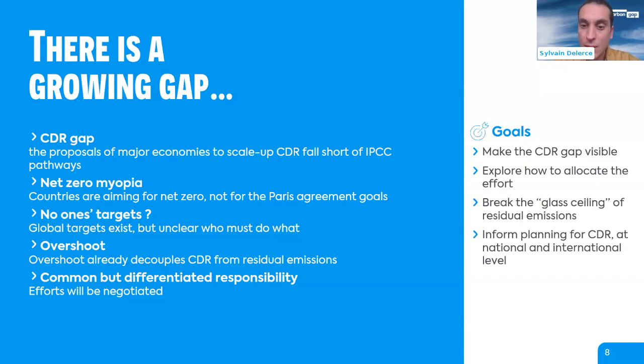And then finally, the point of this tool is very much to inform the planning for CDR at national and international level. So with that, I will pass it to Alex for an introduction to the tool and how it works. Thank you a lot.